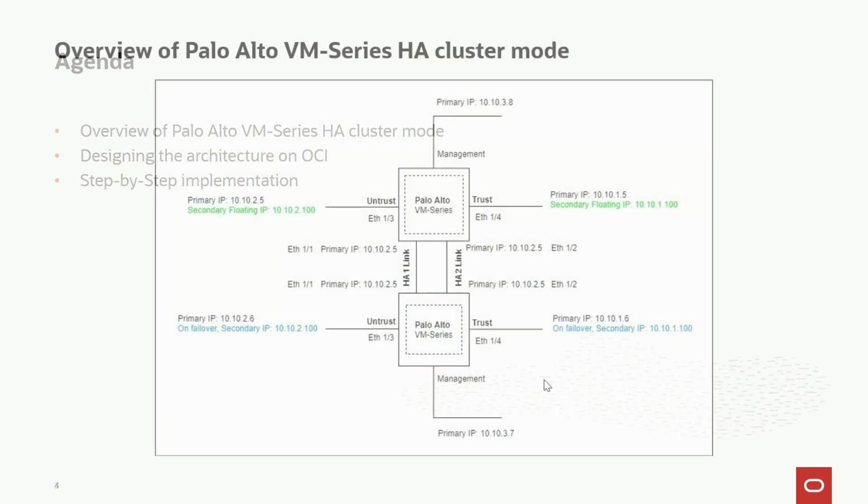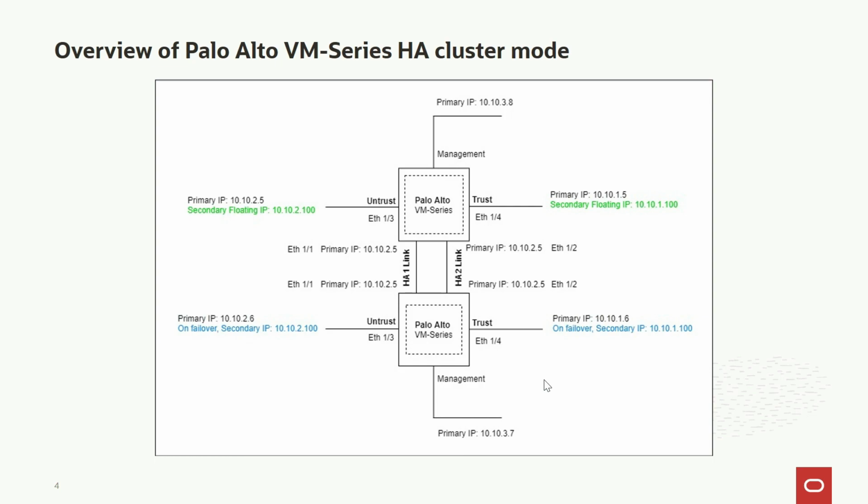Here we have two Palo Alto firewalls. Left side we have untrust interfaces. There we have primary and secondary floating IP addresses. The secondary floating IP address is a common IP address for both the interfaces, so that if first firewall goes down, it will automatically fail over to the secondary one.